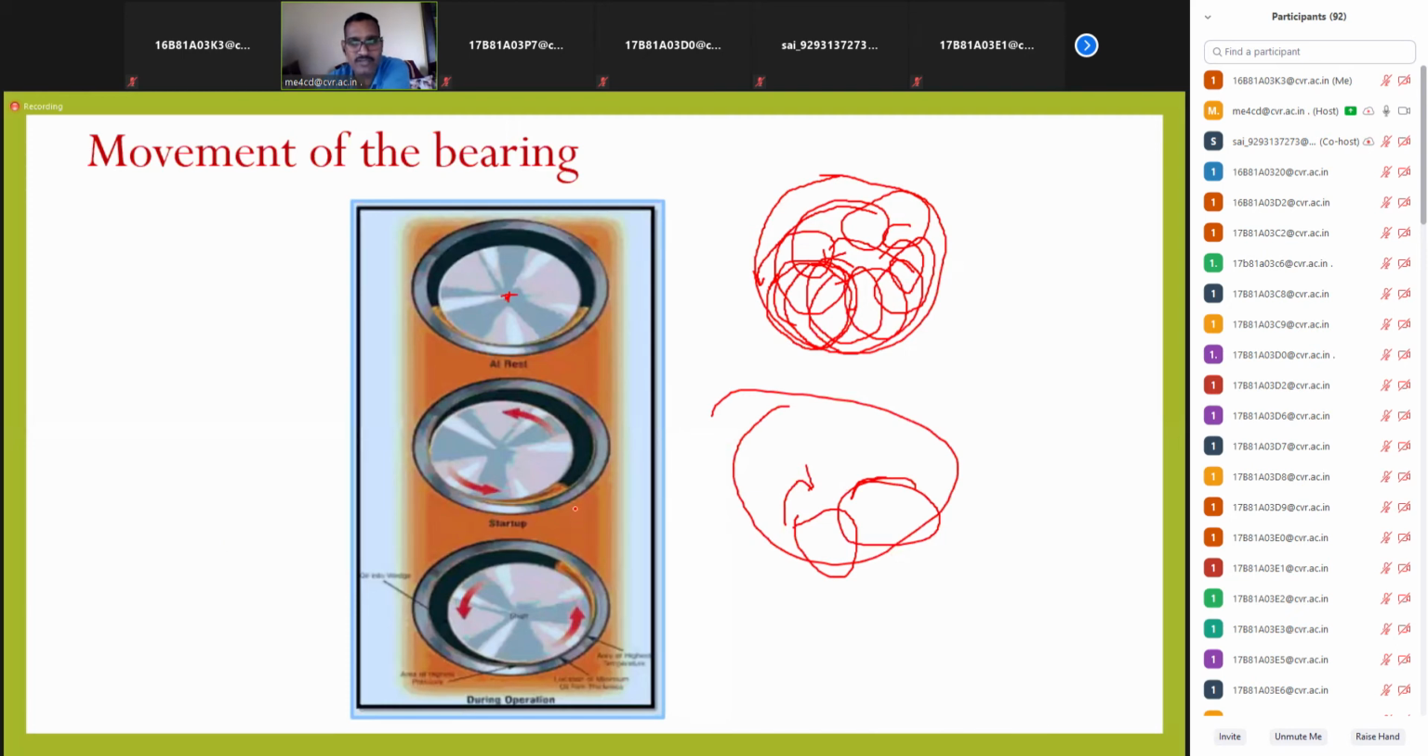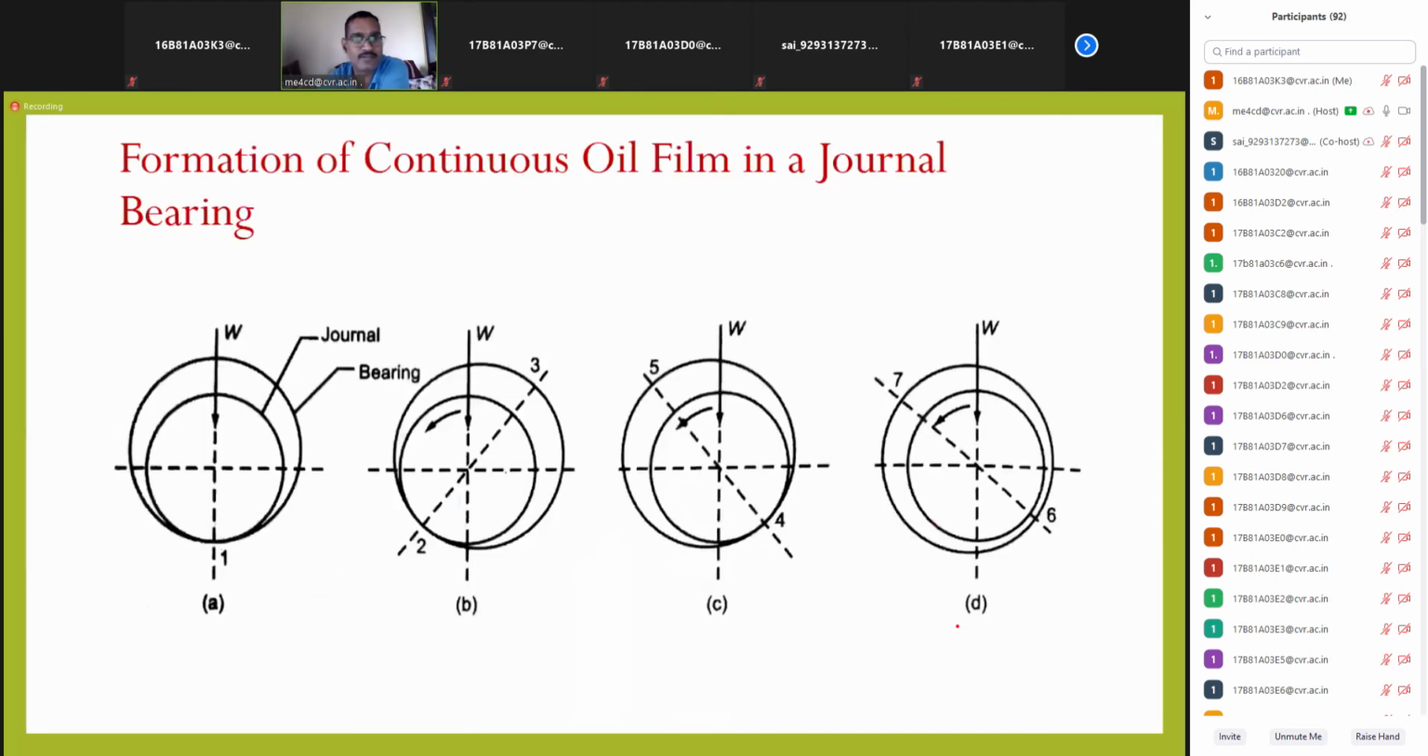It is as if you are going on a bicycle and climbing a hill. The wheel will be moving forward and you will be climbing in the forward direction. If there is a slip, then you will come back, right? So this is the formation of the continuous film, because the film should be continuously forming within the bearing, right? So this is the first position.